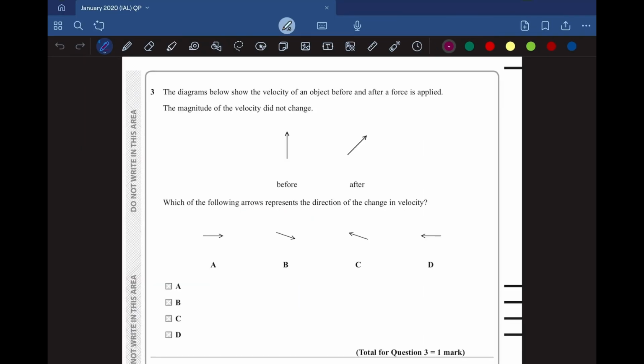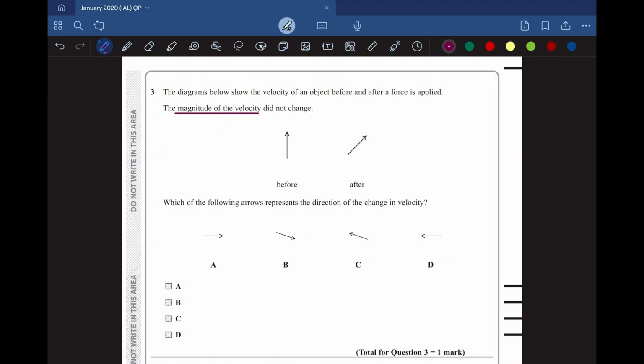Alright, so first let's go through this very common but sometimes quite tricky question. The diagram below shows the velocity of an object before and after a force is applied. So basically before, this is how the velocity was looking, which was completely vertical, and after, let's say maybe the force was applied in this direction and now the velocity is in this direction. So the direction of the velocity has changed after the force was applied, but the magnitude of the velocity didn't change. It was absolutely the same.